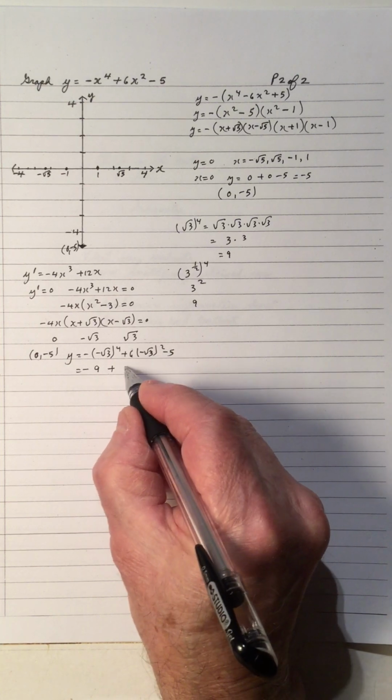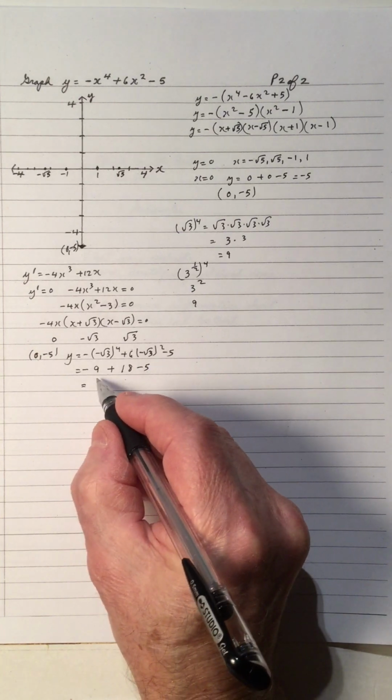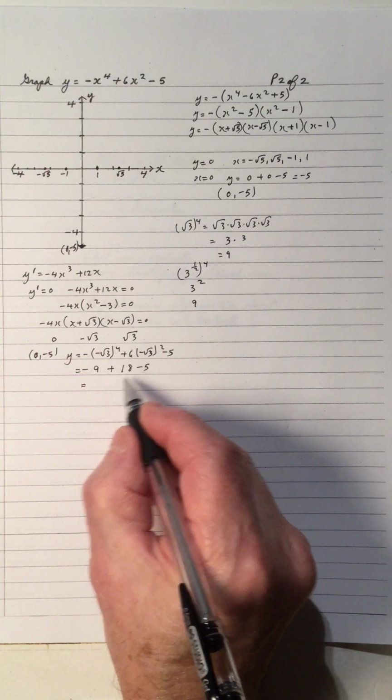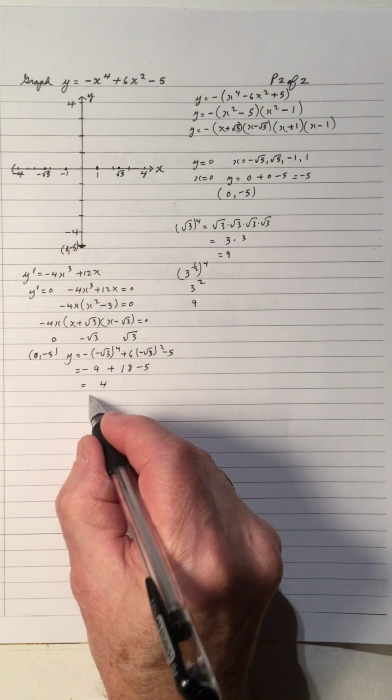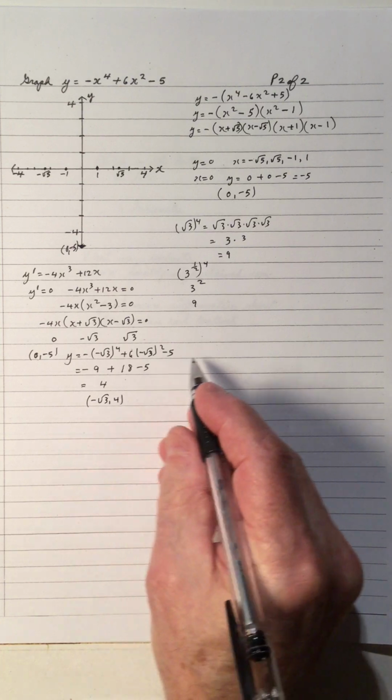So 6 times 3 is 18, minus 5. So that gives us 9 minus 5, so that's a 4. So this point is negative root 3, 4.